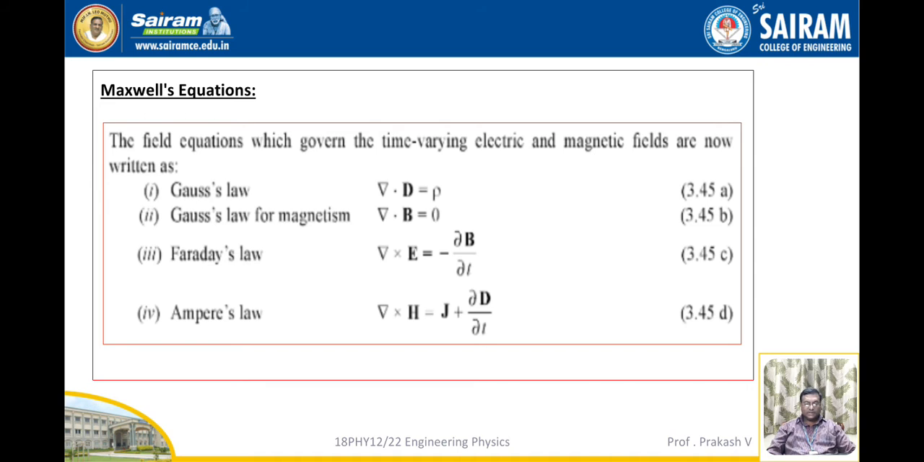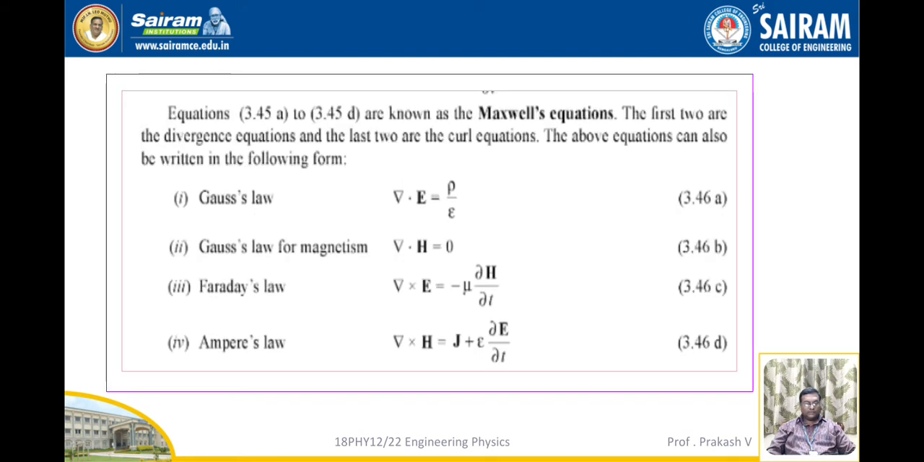Faraday's law, that is del cross E is equal to minus dou B by dou T, and Ampere's law, that is del cross H is equal to J plus dou D by dou T. So, the equations expressed earlier are known as Maxwell's equations. The first two are the divergence equations and the last two equations are curl equations.